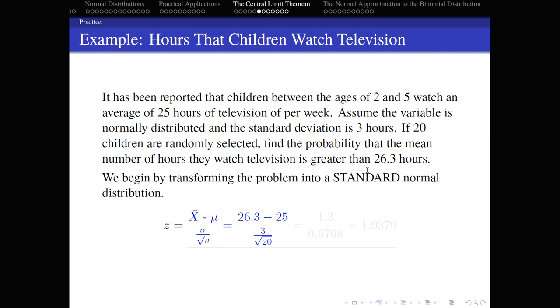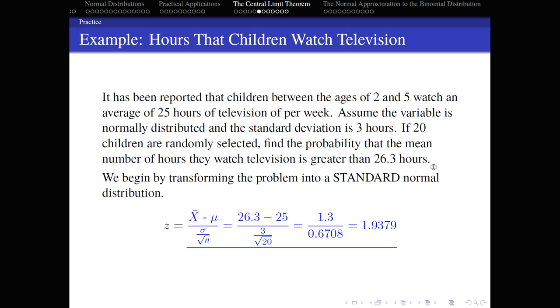Plugging all of this in, I literally type this into my calculator. Be careful of your parentheses here. It might be worth doing the denominator separately and then doing the whole division. I end up with 1.9379 as my z-score. Now I'm looking for greater than this.